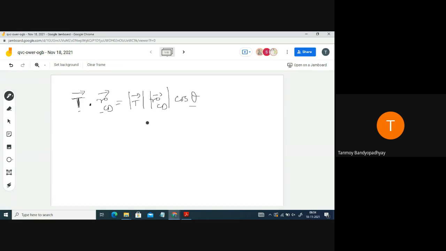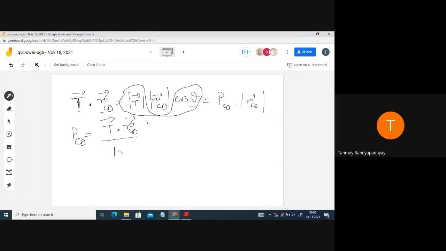So T cos theta will form the component. Let me take this as one. So this is the projection, let me call it P_CD, the projection on CD. What will be the projection on CD? The projection P_CD is given by the dot product divided by the magnitude of R_CD.